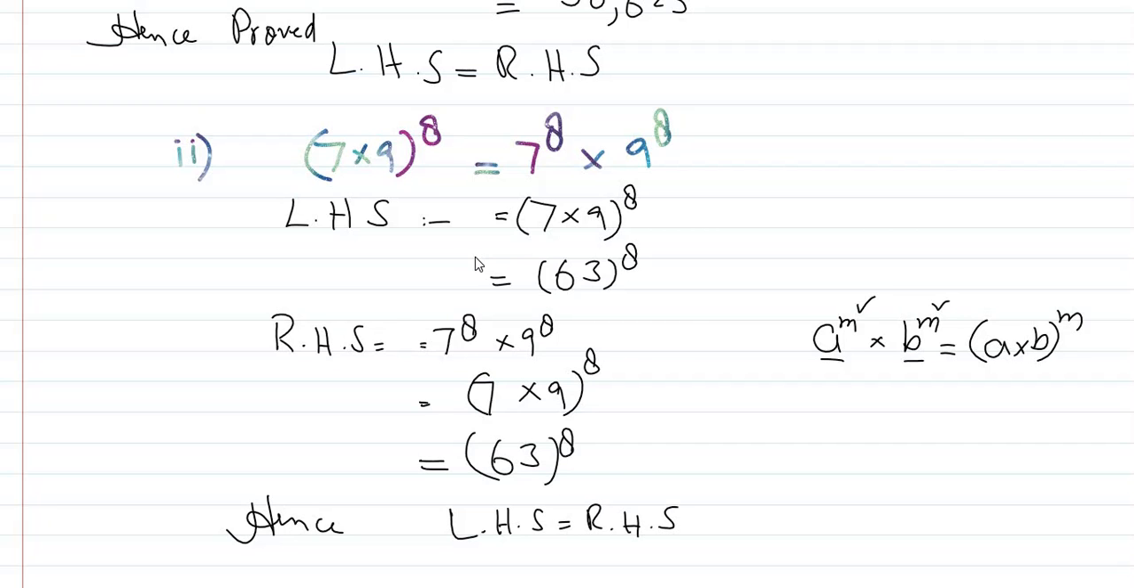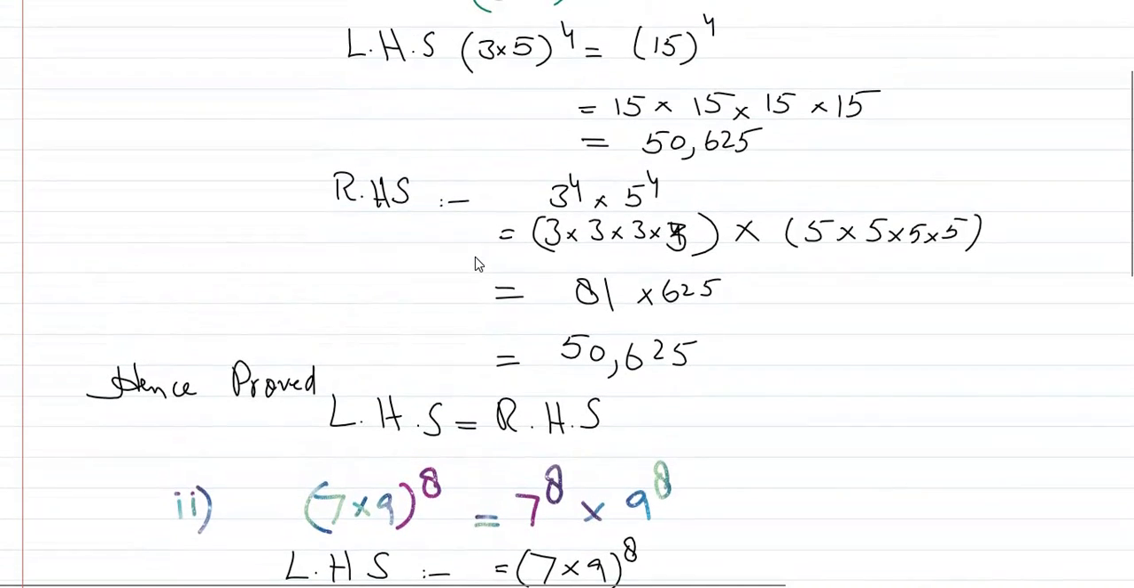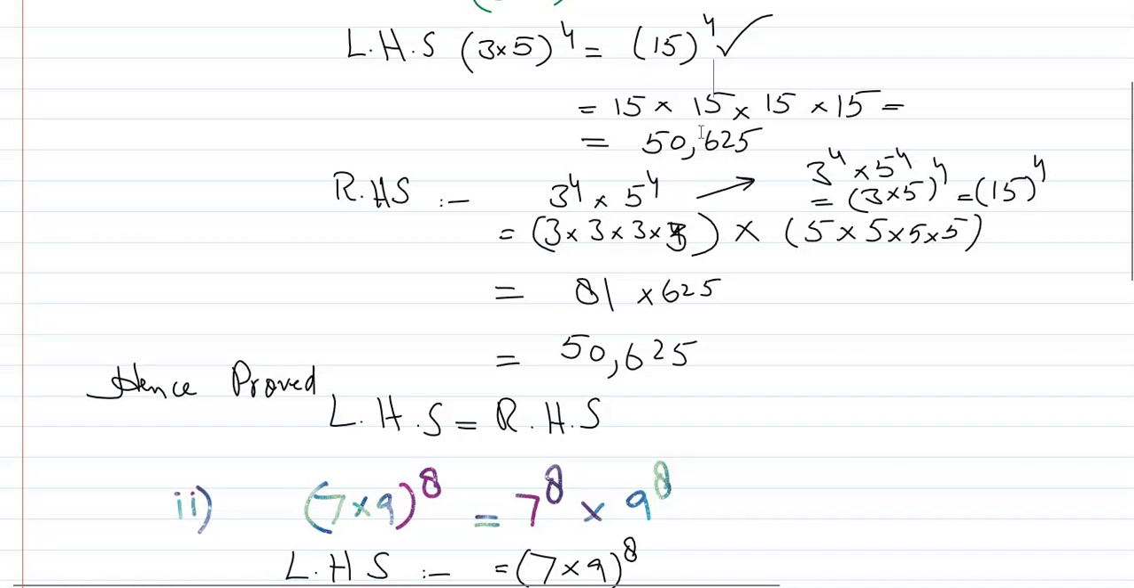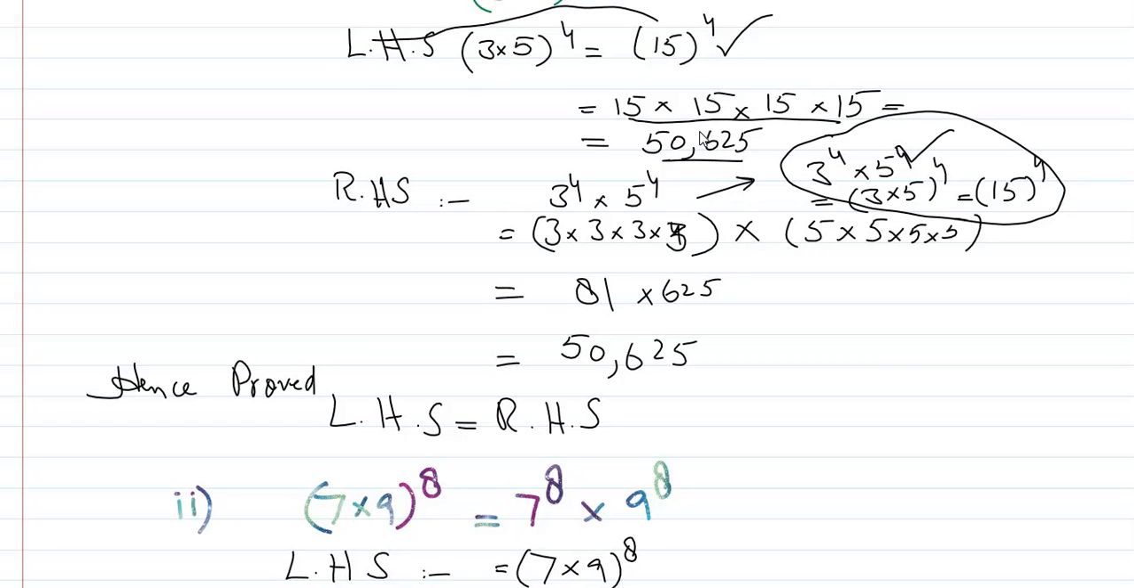You can also solve question number 1 like this: 3 raised to power 4 multiplied by 5 raised to power 4 will be equal to (3 multiplied by 5) raised to power 4, 3 times 5 is 15, and here you write 15 raised to power 4. Left hand side is equal to right hand side. This is the second method. You can also solve it like this: left hand side is till this and right hand side is this.